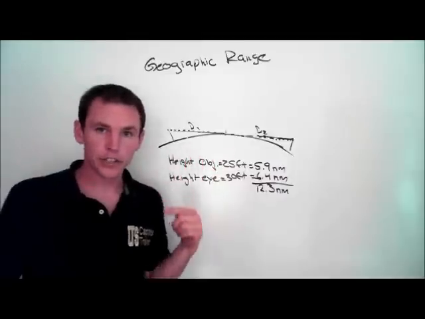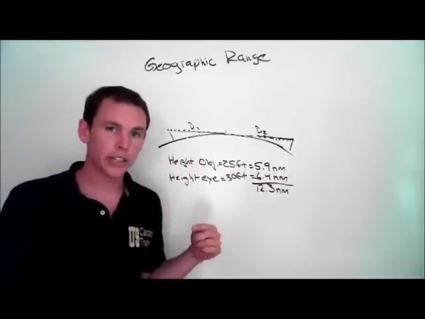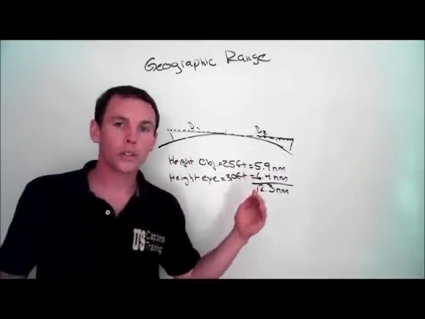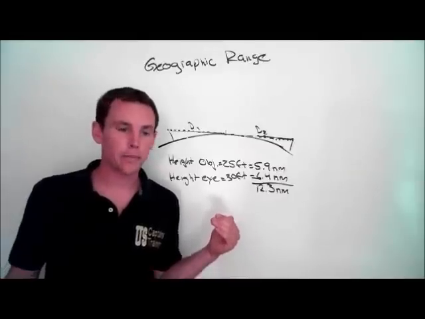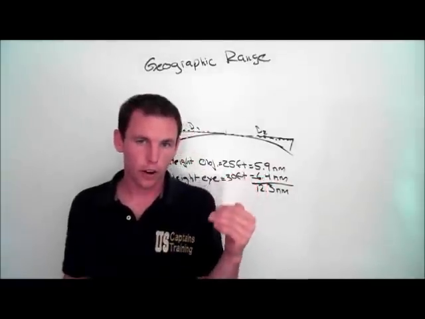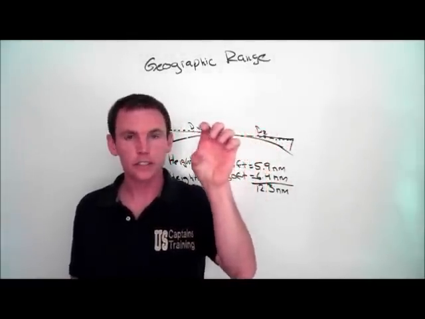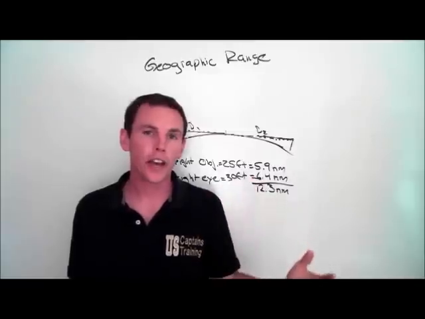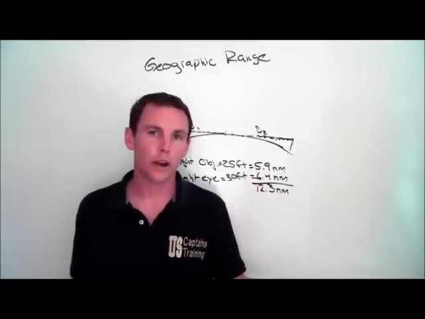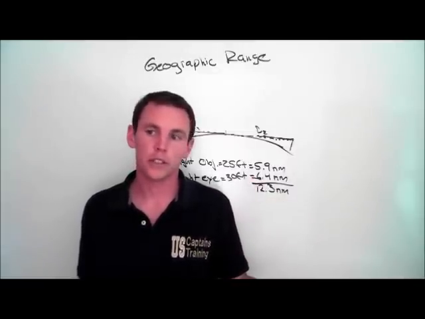And that table that I showed you earlier, the distances to the horizon table, is one of the PDFs. You can download that PDF from the course. It's right there. It says distances to the horizon PDF. You can print that off and do all of these geographic range problems.